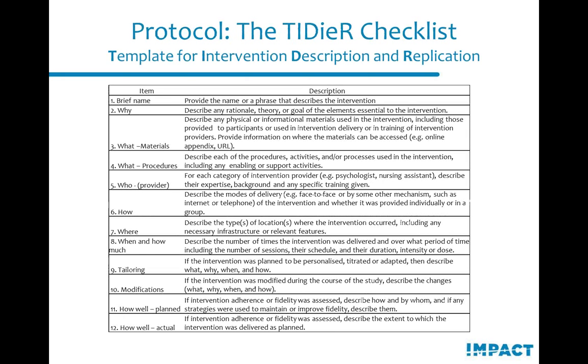So the TIDieR checklist is a fairly recent development. I think it came out last year, and it's a tool for identifying components and aspects of an intervention to improve their documentation. And what we thought is this may also be helpful in defining the innovations of interest. When you look at this checklist, it has some elements about the rationale and theory of the intervention, and also the specific elements. So who provides it, how do they do it, how often, where does this intervention happen, and whether it's personalized and so on.